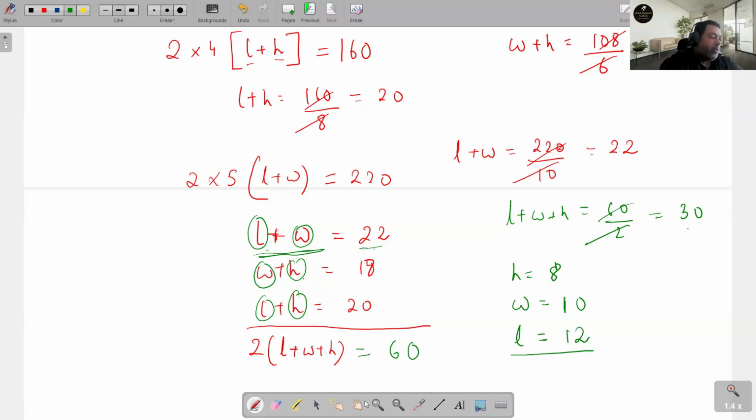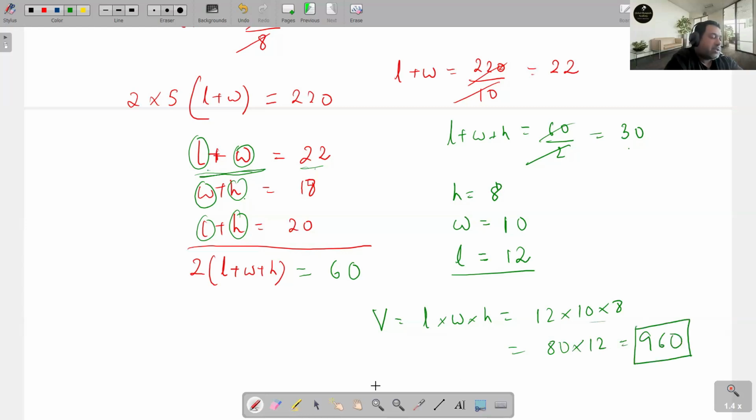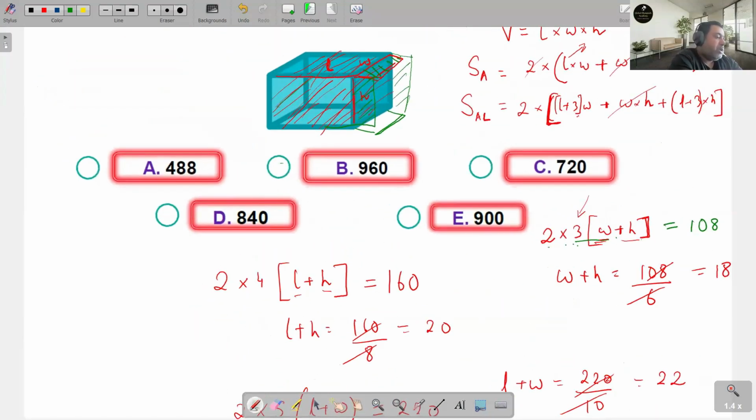All right. And from here, we can find out the volume, because the volume, as we saw, is L into W into H. This is going to be 12 into 10 into 8, and that's 80 times 12, which is 960. So 960 will be the answer of this question. Let's see what is the answer over here. 960 is option B, and that's your correct answer. I hope it's clear. It has to be solved in a systematic way. All right, let's look at the next problem.